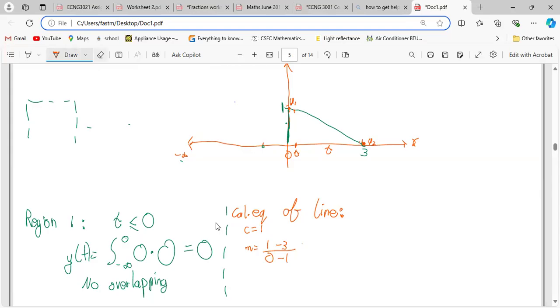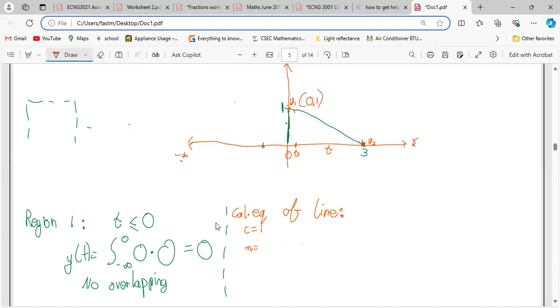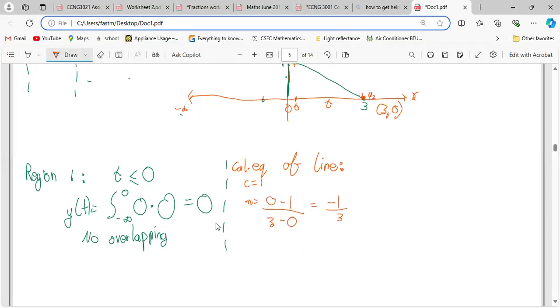So, what? No, I was doing the correct thing. So for y1, the x is 0 and the y is 1. And this one here, the x is 3 and the y is 0. So y2 minus y1 divided by x2 minus x1. So you end up with minus 1 over 3. I was doing the correct thing.